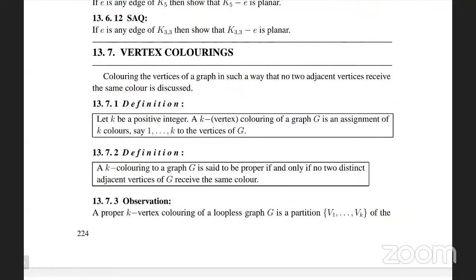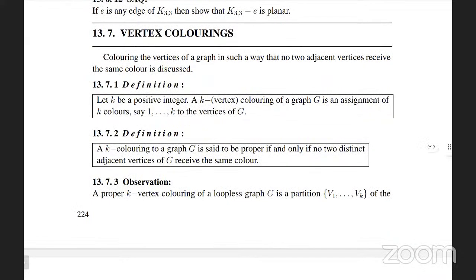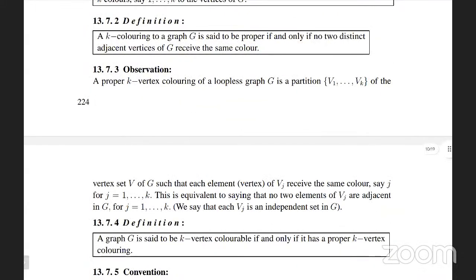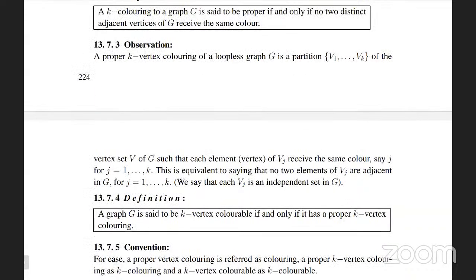A K coloring of the graph G is said to be proper if and only if no two distinct adjacent vertices of G receive the same color. Therefore, a proper K vertex coloring of a loopless graph G is a partition V1, V2, and so on up to Vk of the vertex set V of G, such that each element of Vj receives the same color.